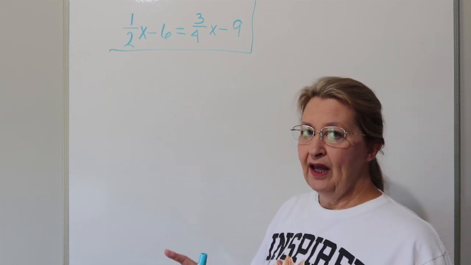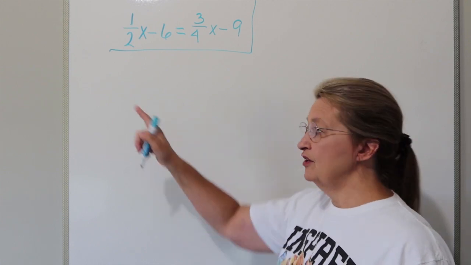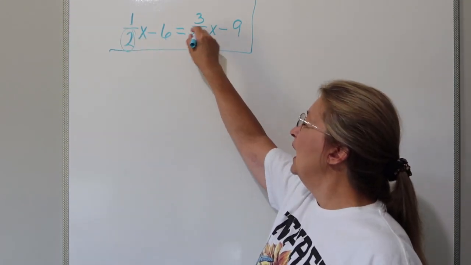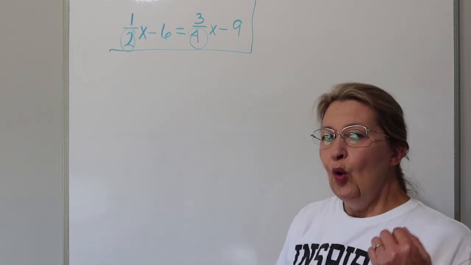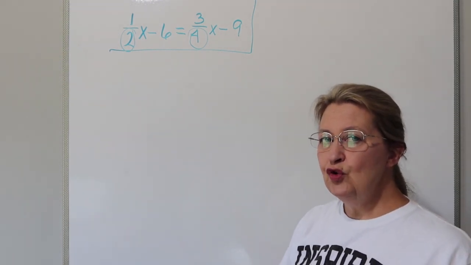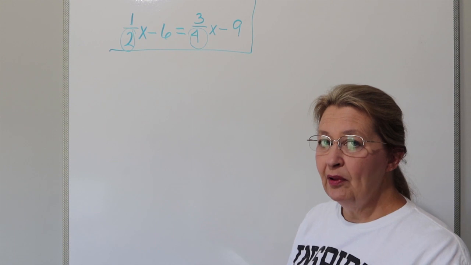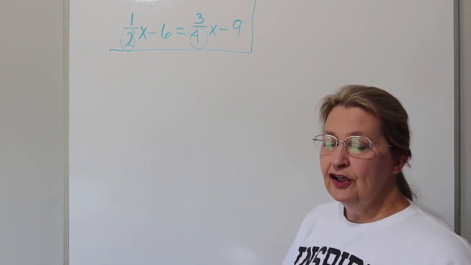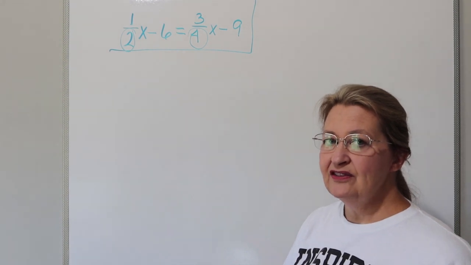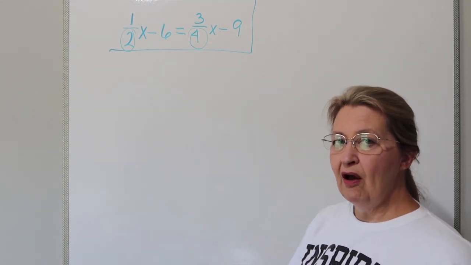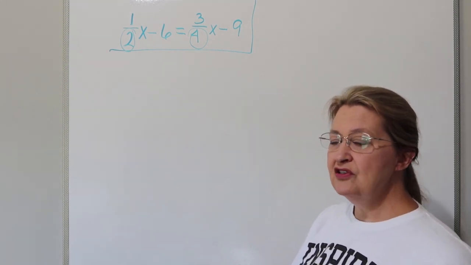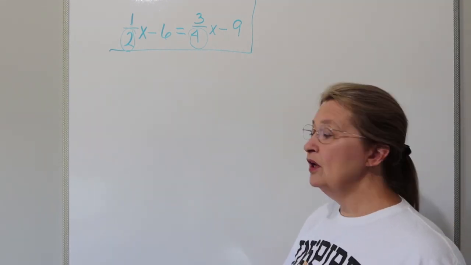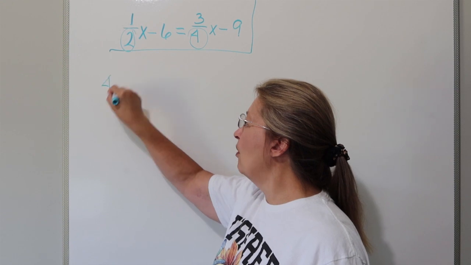Look at the denominators of all the fractions in this equation. I have a 2 and I have a 4. What is a number that 2 and 4 both go into? That's going to be 4, right? Could you use 8? Well, yeah, but that's overkill. So go with the smallest number. What's the smallest number that both of these go into? 4. So what we're going to do is we're going to multiply.